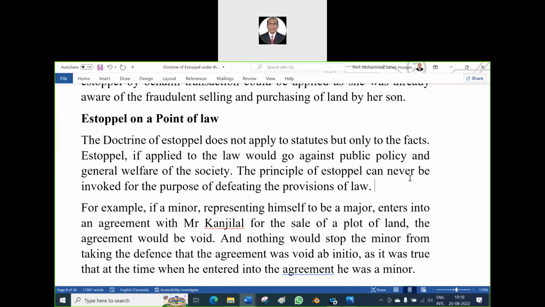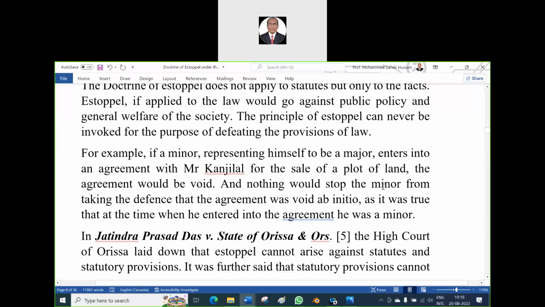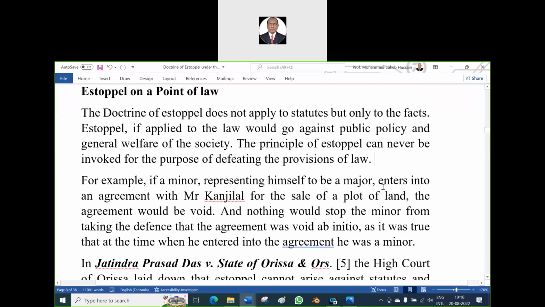Now I will come to the rescue. The doctrine of estoppel does not apply to the statutes, statutes in the sense enactments and acts, but only to the facts. For the facts only it will be applicable. Estoppel, if applied to the law, would go against the public policy and general welfare of the society. That means it will not go against the public policy, it will not go against the welfare of the society, it will not go against the statute. The principle of estoppel can never be invoked for the purpose of defeating the provision of law. For the provision of law is there, it will not go against it. So that is the example which is given in the estoppel by the point of law.